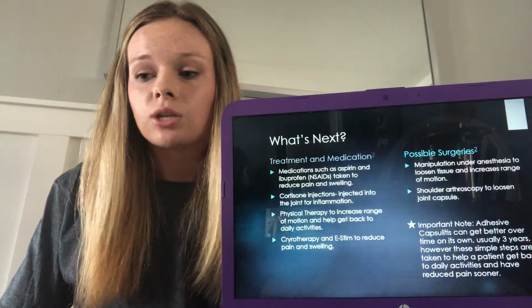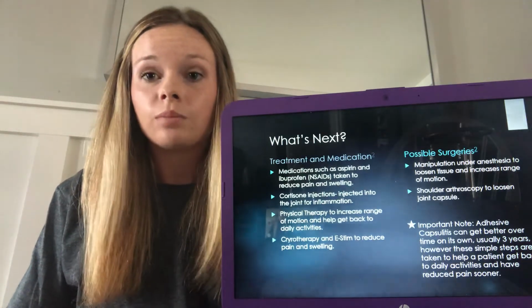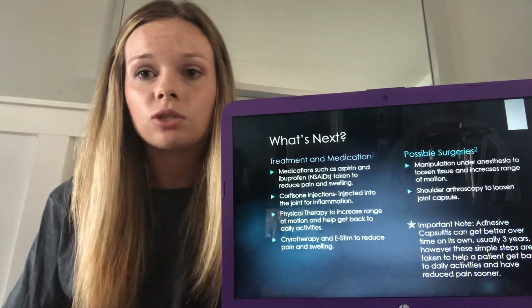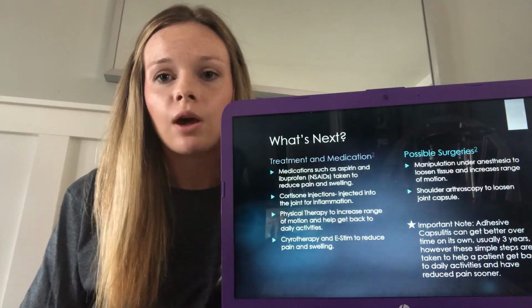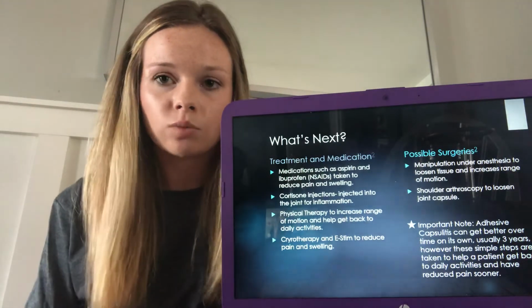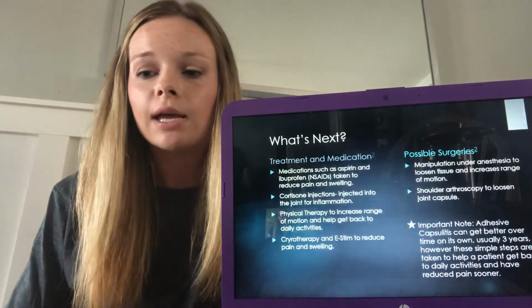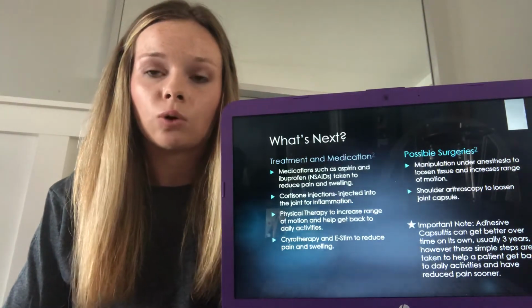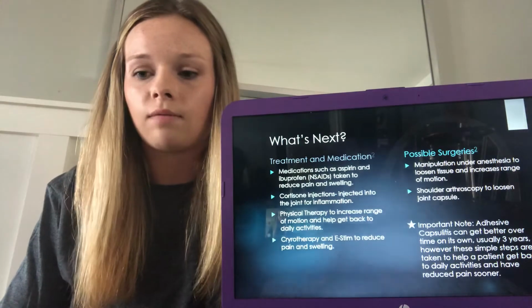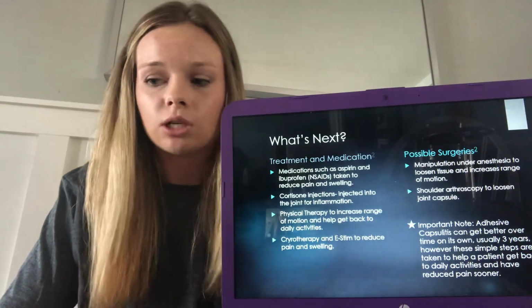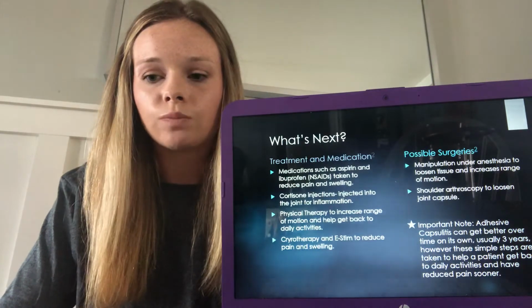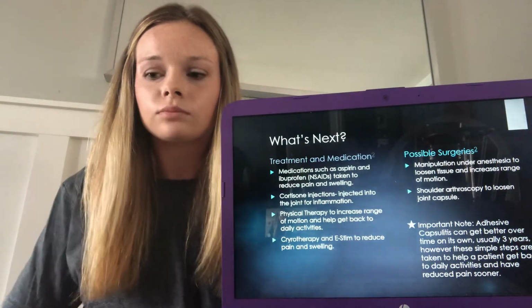So a PT session will often begin with a hot pack, and this is just so it can loosen up the shoulder joint and help it to stretch so range of motion can be increased faster, and then it'll end in a cold compress to help with the pain and the inflammation. Oftentimes a cortisone injection will be given to decrease inflammation in the tissue surrounding the shoulder joint.